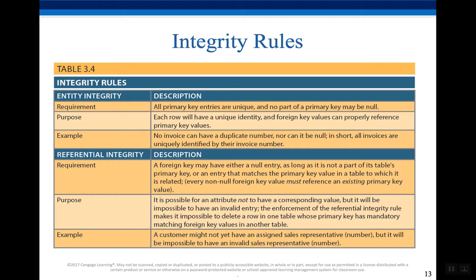So we talked about what entity integrity is. Basically, it means every row has a unique key. And then referential integrity means that between two tables that are related together, there is a common set of values from one to the other.